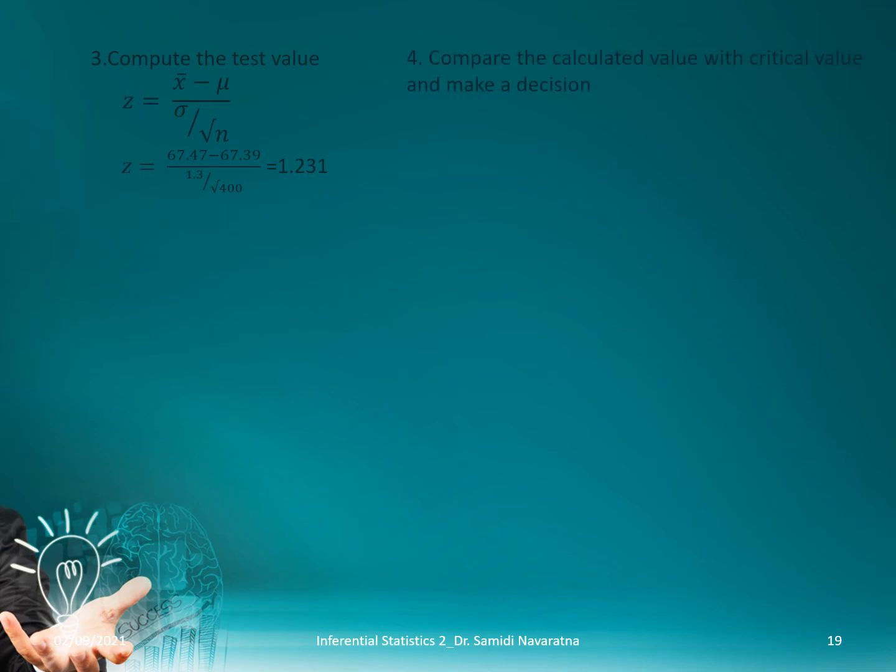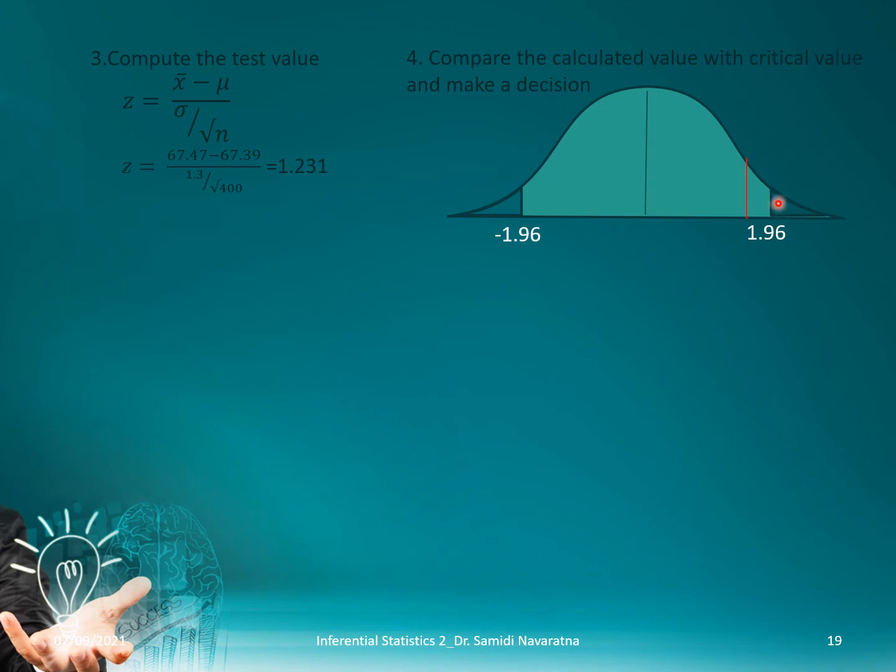So let's see whether we can reject or accept the null hypothesis. The fourth step is to compare the calculated value with the critical value and make a decision. Let's look at the diagram once again. So the calculated value here, 1.231, falls to the left of the critical value, that is 1.96.